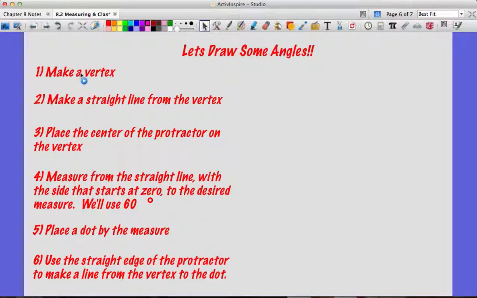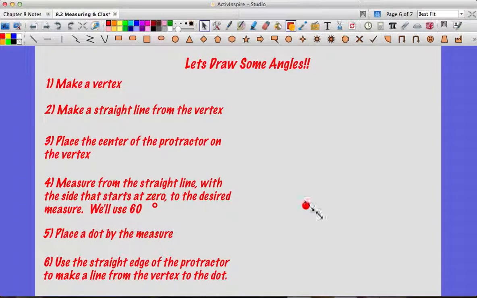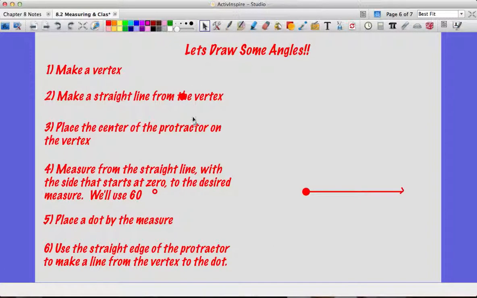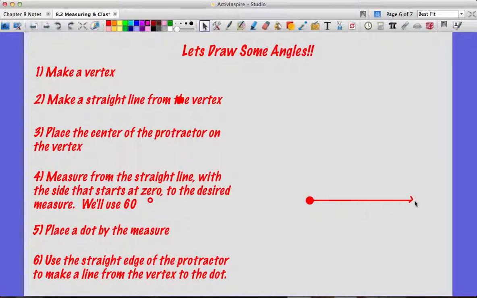Okay, so the first thing we need to do is make a vertex. Simple enough. Somewhere you need to put a dot. Now I wouldn't put my dot over here because then you don't have a lot of space to make your angle. Then the next thing we need to do is make a straight line from the vertex. So we extend in one direction, put our arrow.